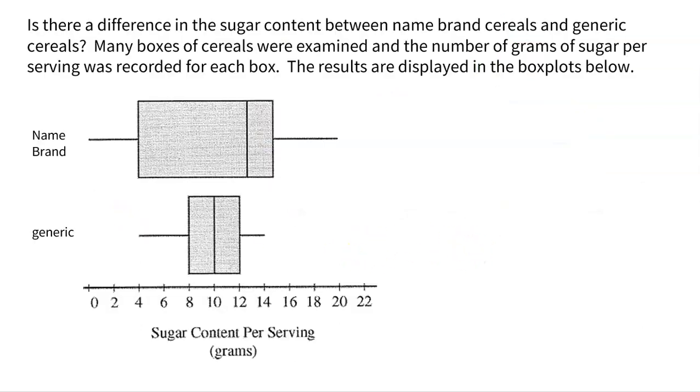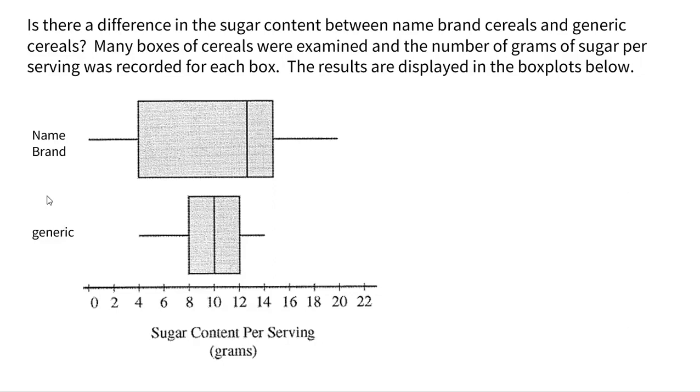All right, here's one that compares two box plots. So the question was asked, is there a difference in the sugar content between name brand cereals and generic brand cereals? So name brand are like your big brands, your Honey Nut Cheerios, your Rice Krispies, whereas the generic brands are the lesser name brands, the ones that sell them in the bags maybe. Okay, you get my point. So is there more sugar in name brand or generic brand?